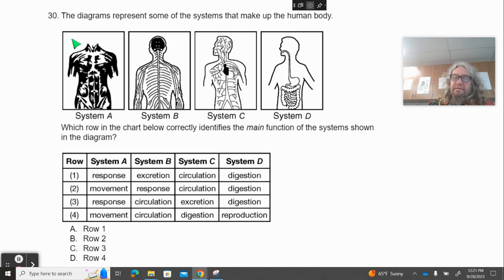Number 30, same diagrams. Which row in the chart correctly identifies the main function of the system shown in the diagram? All right, so is it A, row 1, where system A is response, system B is excretion, system C is circulation, system D is digestion? Or is it B, row 2, system A is for movement, system B is for response, system C is for circulation, system D is for digestion? Or is it C, row 3, system A is for response, system B is for circulation, system C is for excretion, system D is for digestion? Or finally, is it D, row 4, system A is for movement, system B is for circulation, system C is for digestion, system D is for reproduction?